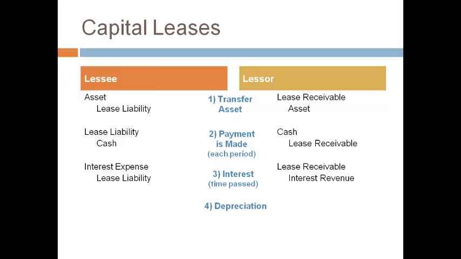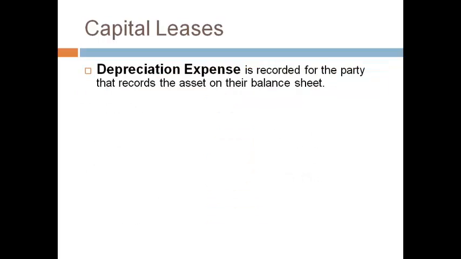The lessee has the asset on their balance sheet. Therefore, the lessee has to record depreciation expense. Depreciation expense is recorded using the straight line method, which is cost less residual value divided by useful life. The useful life and residual value depends on the terms of the lease.